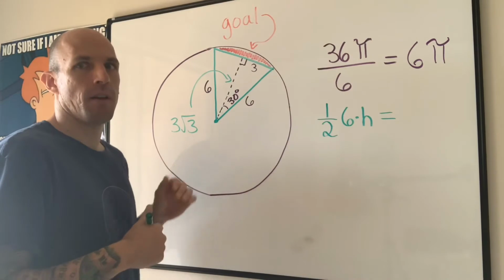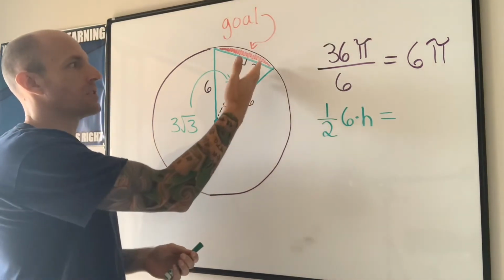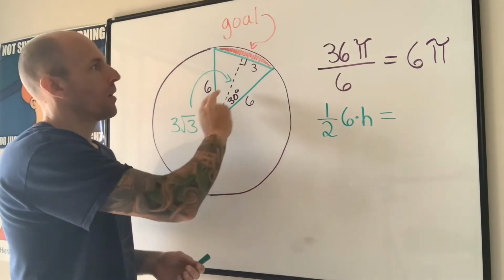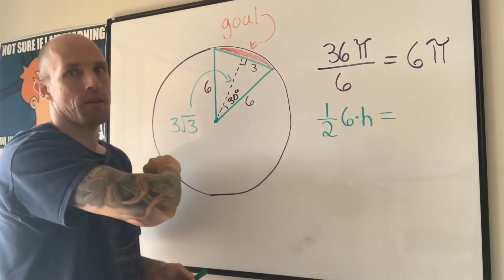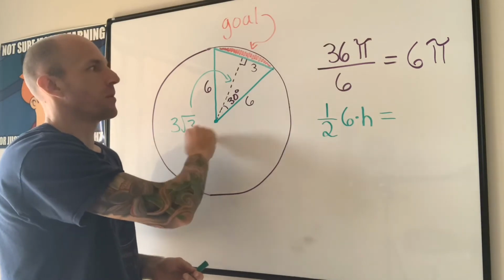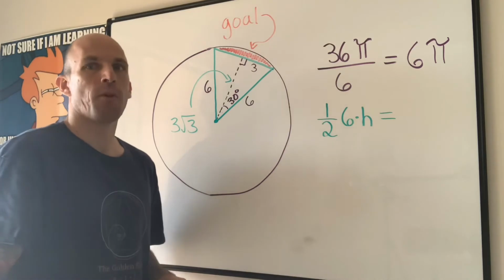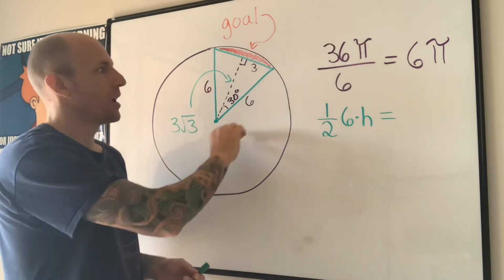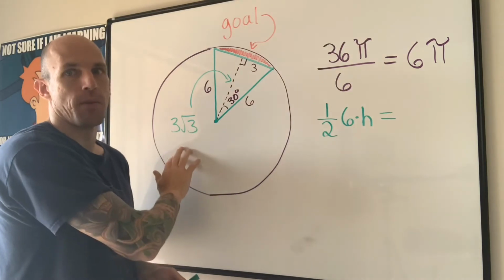Our height is 3 square roots of 3, because in a 30, 60, 90 triangle, the long side, that's not the hypotenuse, is always the square root of 3 times the short side. You could also use the Pythagorean theorem to arrive at this value. 6 squared minus 3 squared, take the square root, will give you the same thing.